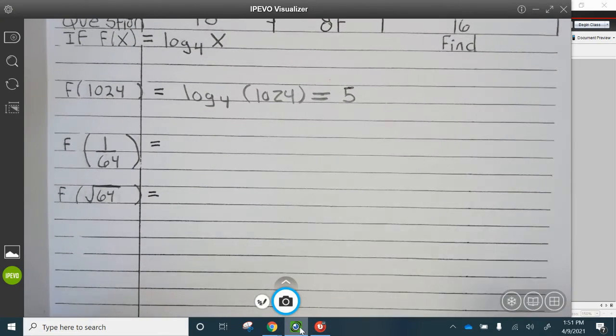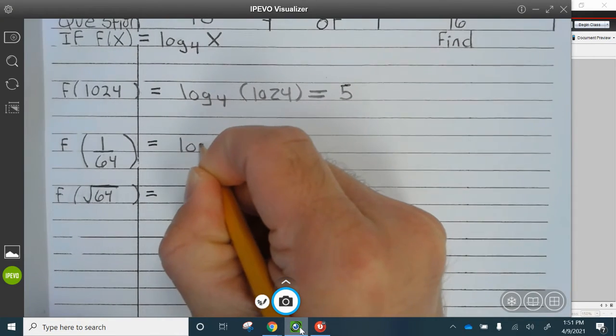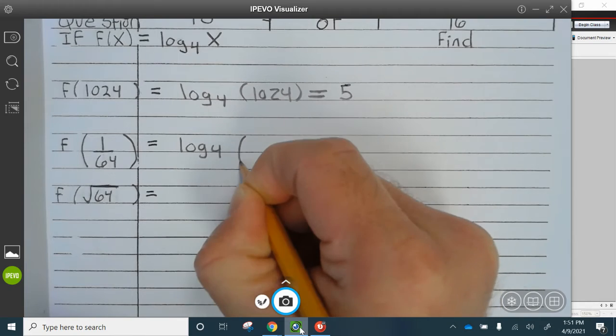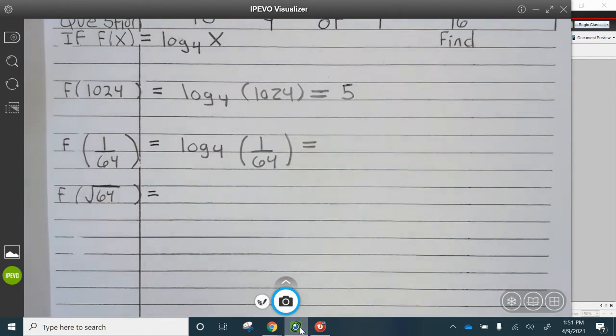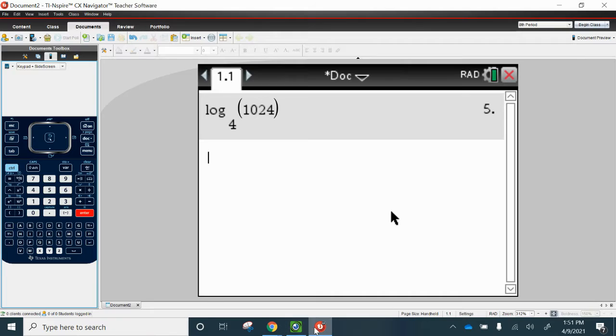Now we're going to do f of 1 divided by 64. So that's log base 4 of 1 divided by 64 equals. Let's put that in our calculator. I can actually go up, highlight, press enter, and change what's in the parentheses. So control divide, 1 divided by 64, press enter. So that's negative 3.